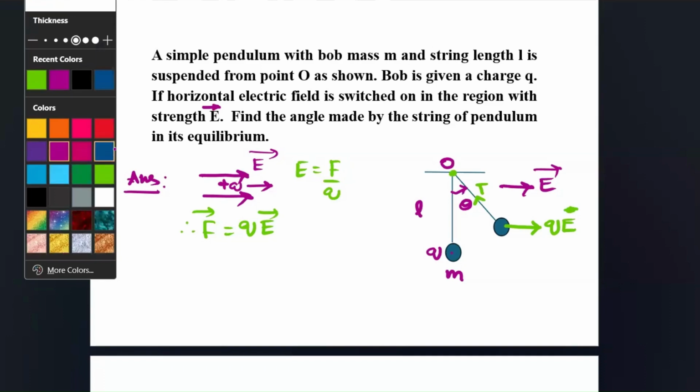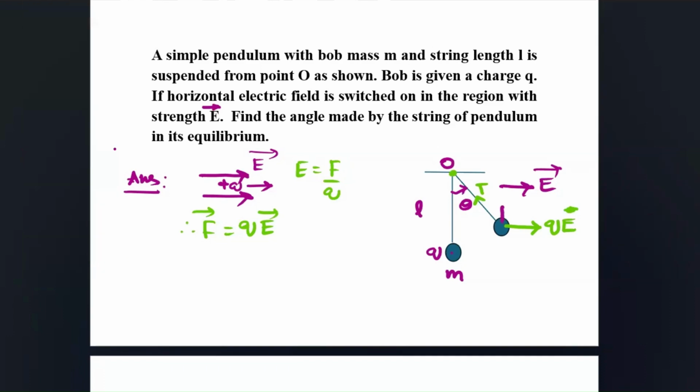You did all this with vector points and vector cases in first year. This is one component and this one is another component, the perpendicular component. The weight of the bob acts vertically downward. If the angle is theta, this angle will be theta. So this is T cos theta, and this is T sin theta.